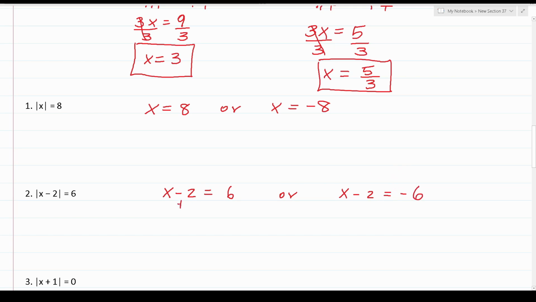In this case, we're just going to add 2 to both sides. This will leave us with x on this side since these cross out. And as we can see, x is equal to 6 plus 2, which is 8. And in this case, we're going to add 2 to both sides. This will cross out here, leaving you with x equal to negative 6 plus 2 is negative 4. Okay, so for number 2, there's two solutions, notably x equals 8 or x equals negative 4.